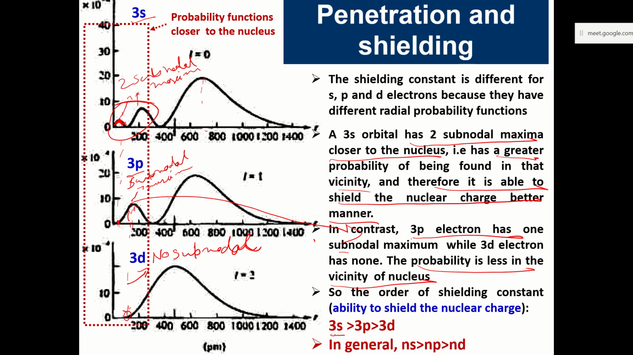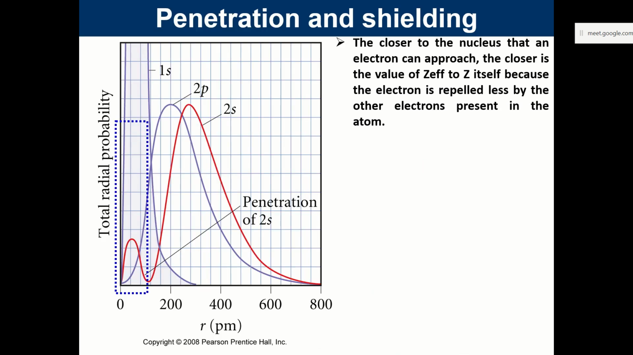3s is the most efficient in shielding, so we can say that the shielding constant, or the shielding ability to shield the nuclear charge, is greatest for 3s, less for 3p, and least for 3d, right? And in general, for given n, this changes in this manner: ns, np, and nd. At the same time, one thing is also important here.